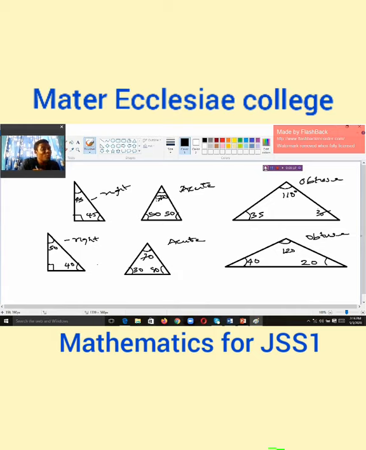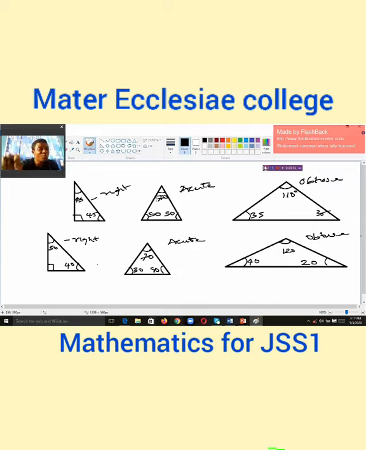Right angle triangles, for what I've said so far, may be a scalene triangle. It may also be an isosceles triangle. An acute angle triangle may be isosceles. It may also be a scalene triangle. An obtuse angle triangle may be a scalene triangle. It may also be an isosceles triangle.